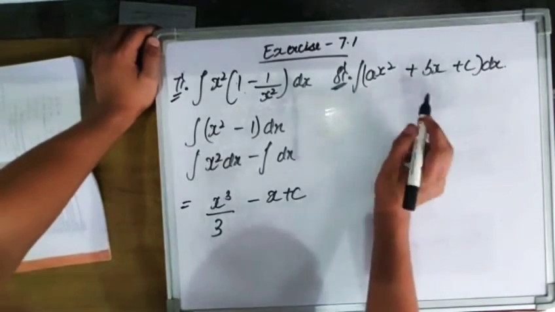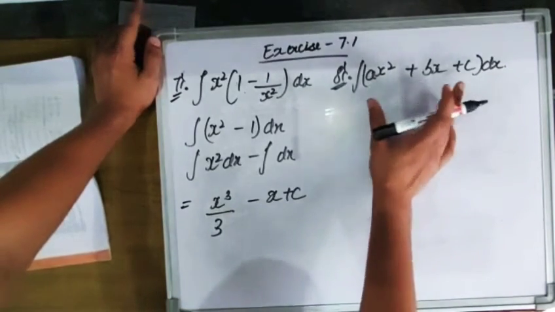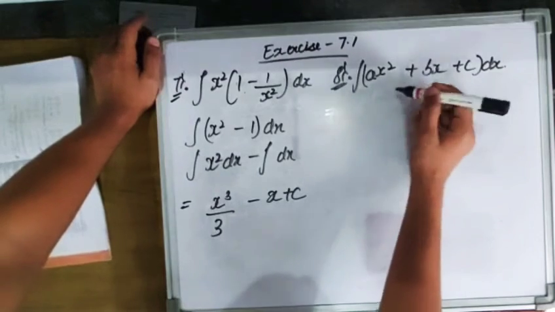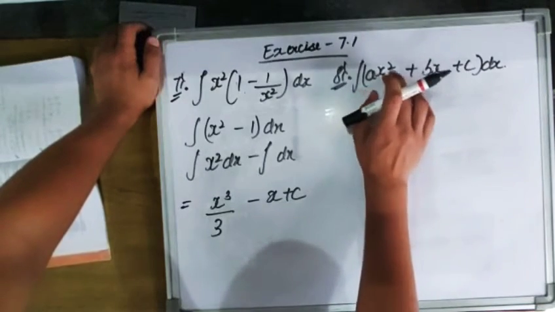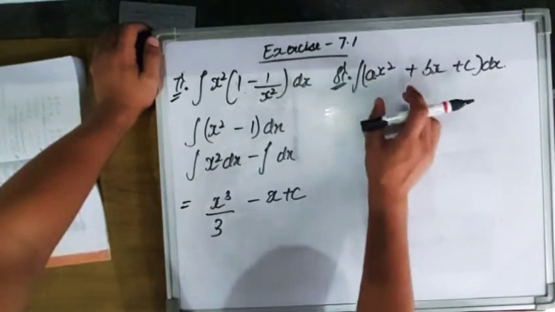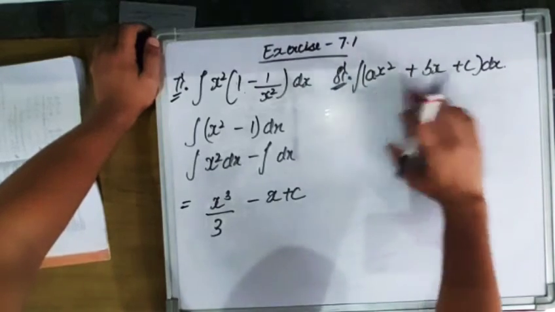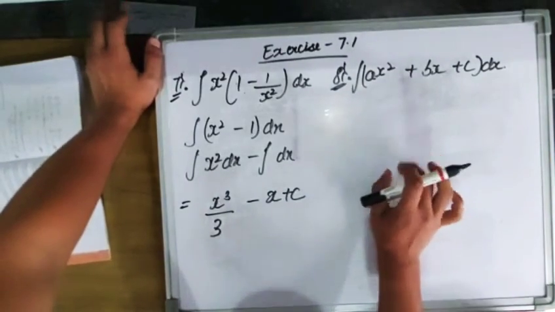We are going to open the bracket, but this time I'm not going to write that. I'm solving the ax square plus bx plus c with respect to dx and finding its integration. I'm going to solve this 8th question in a single step.